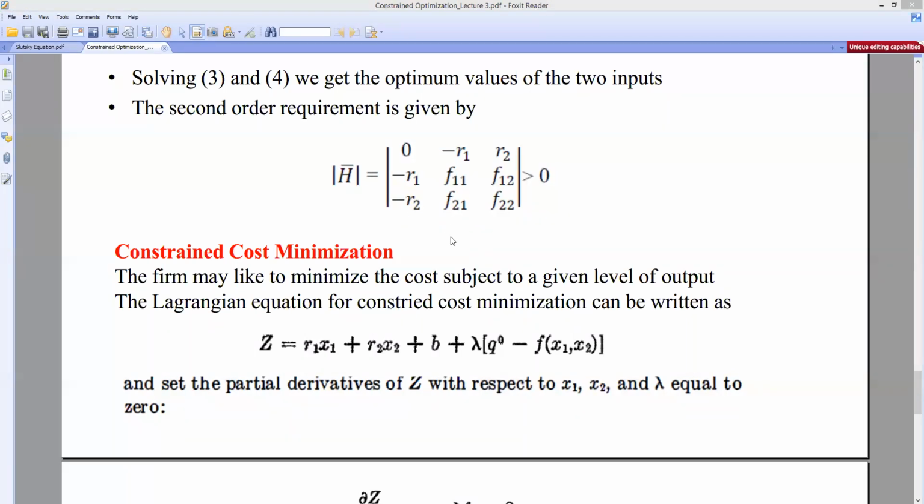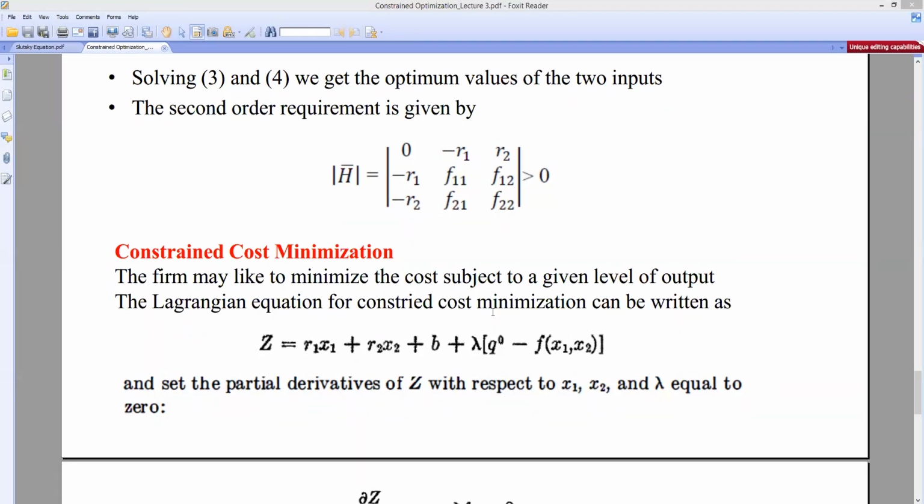And the second one is given by this particular factor. Now, how we got this thing? Are you familiar with this idea? How we got minus R1? There is a mistake. Minus 0, minus R1, minus R2, minus R1, minus R2, F11, F12, F21, F22. So this minus R1 and minus R2, etc., how we got it, or 0, how we got the border?